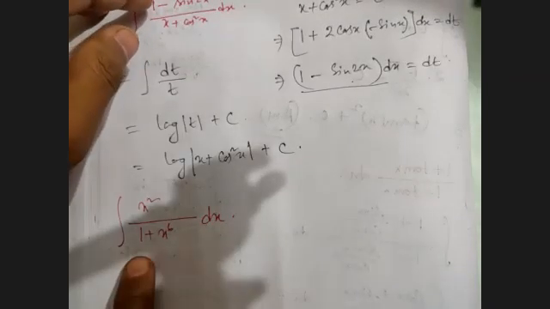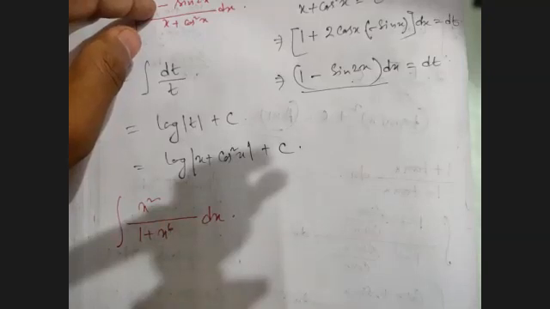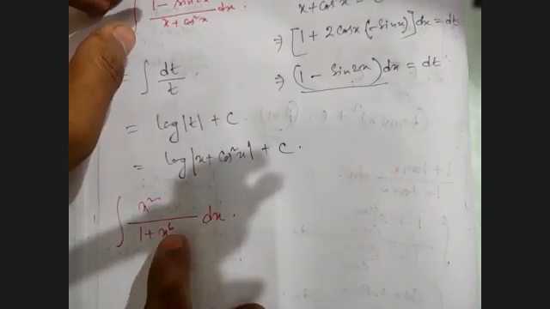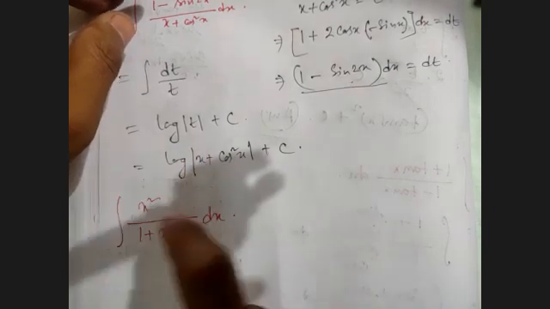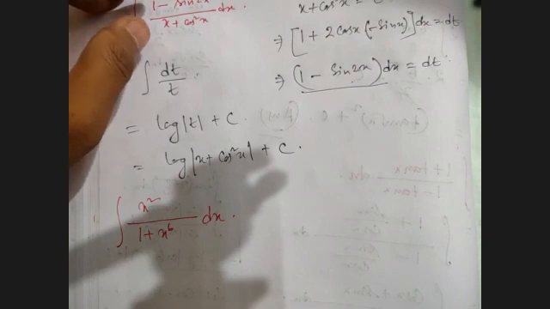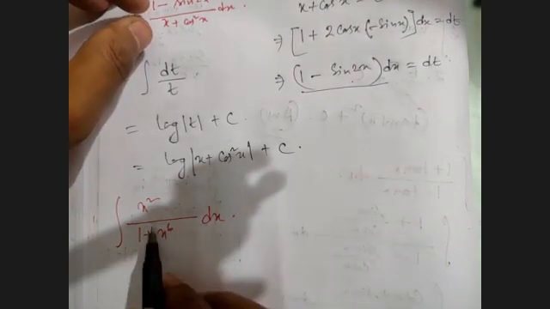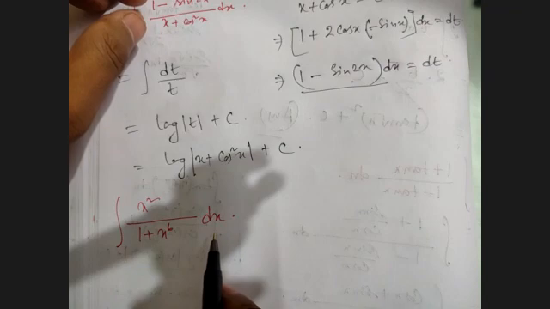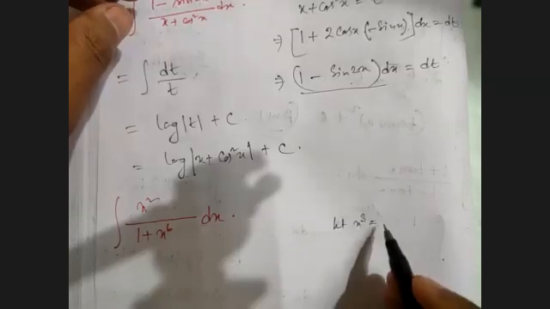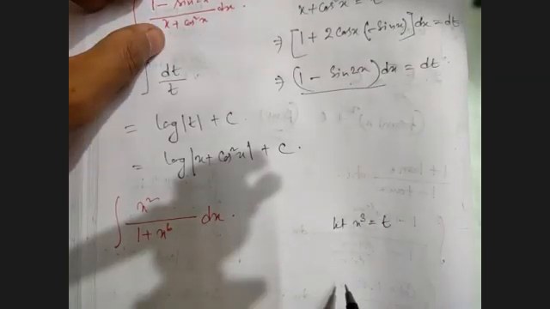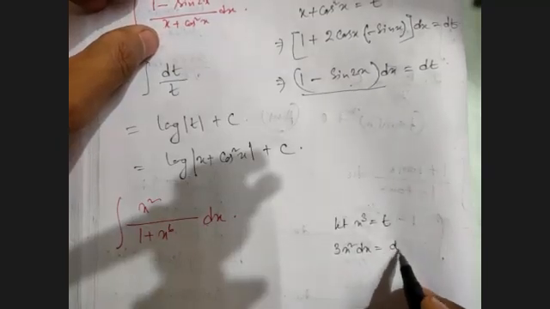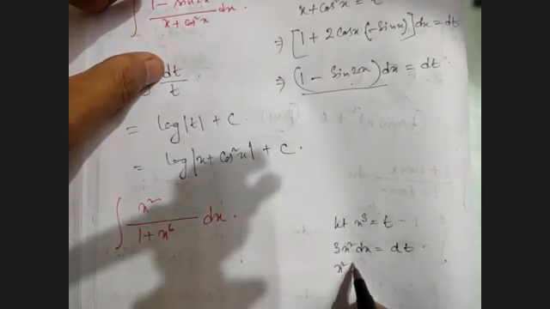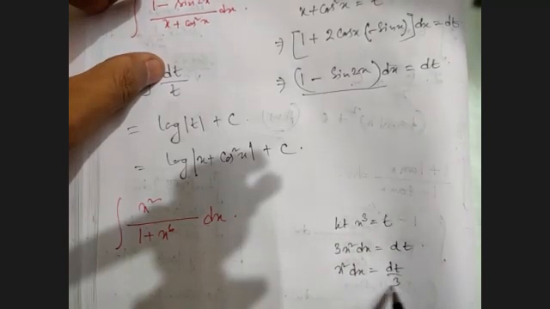No. If you let 1 plus x to the power 6 as t, then you will get 6x to the power 5 dx equals dt, but x to the power 5 is not present. We have to bring x squared dx. So if you let x cube equals t, then you will get 3x squared dx equals dt. That means x squared dx equals dt by 3.